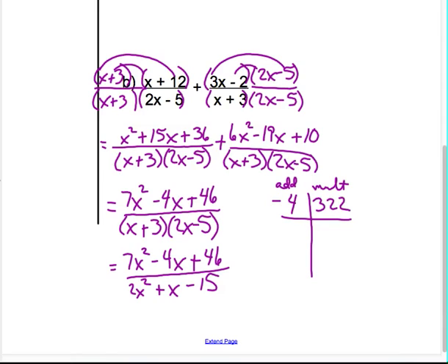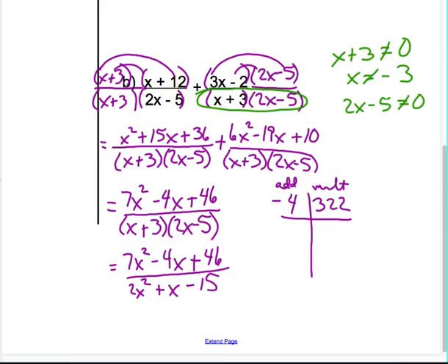And the last piece before we finish is checking for any domain restrictions. So again, looking at these in factored form, x plus 3 cannot equal 0, so x cannot equal negative 3. And 2x minus 5 cannot equal 0. So adding 5 and dividing by 2, x cannot equal 5 halves.